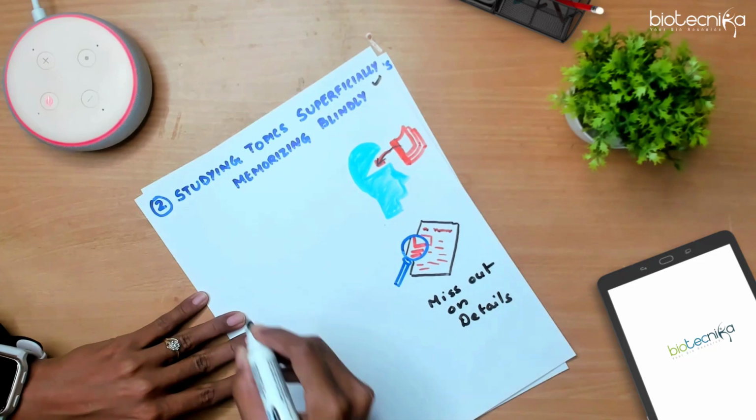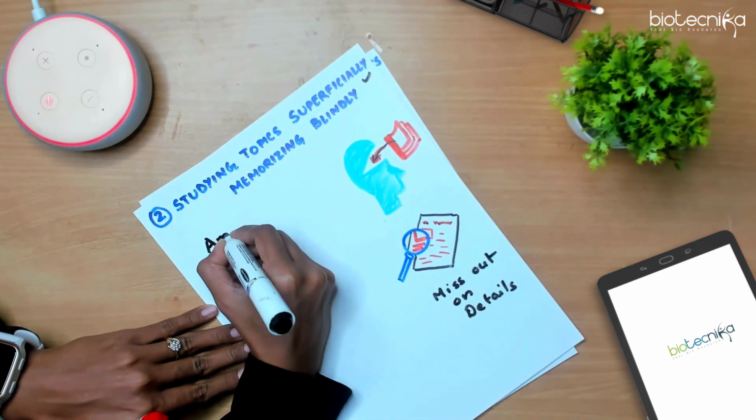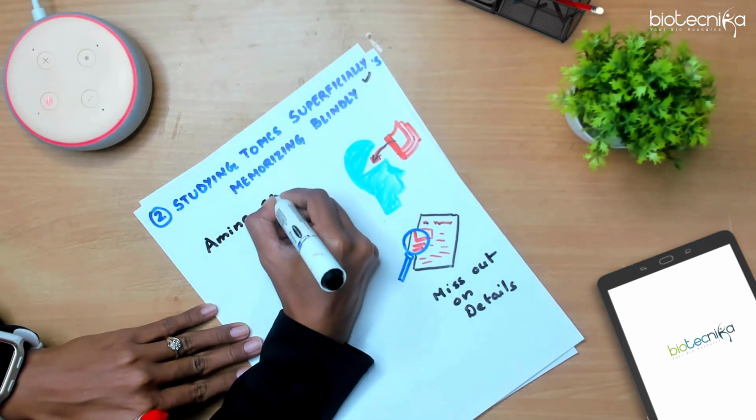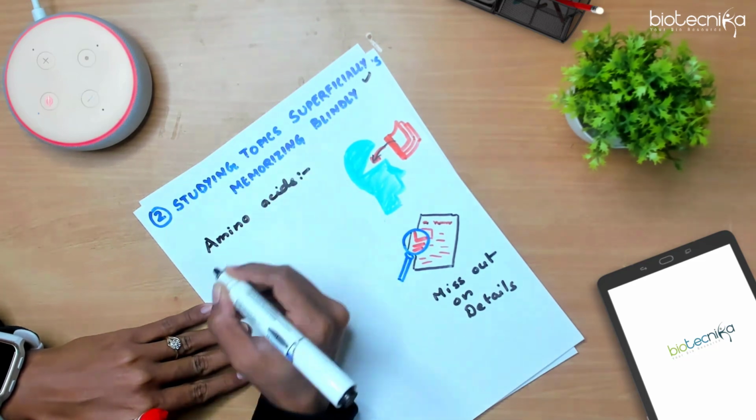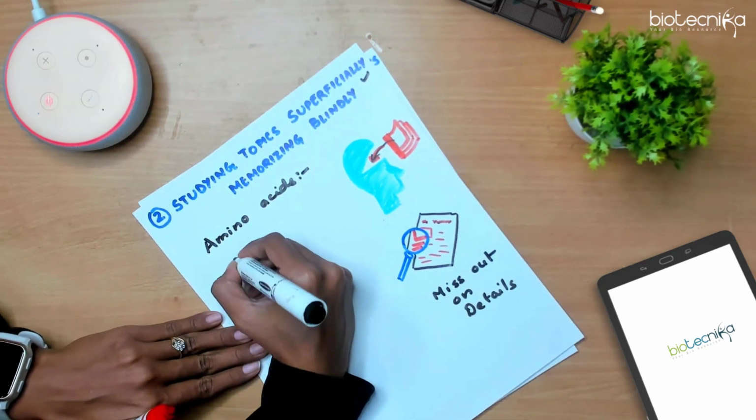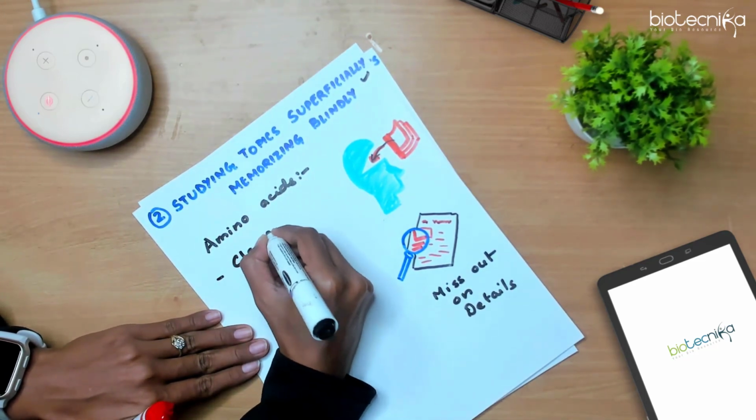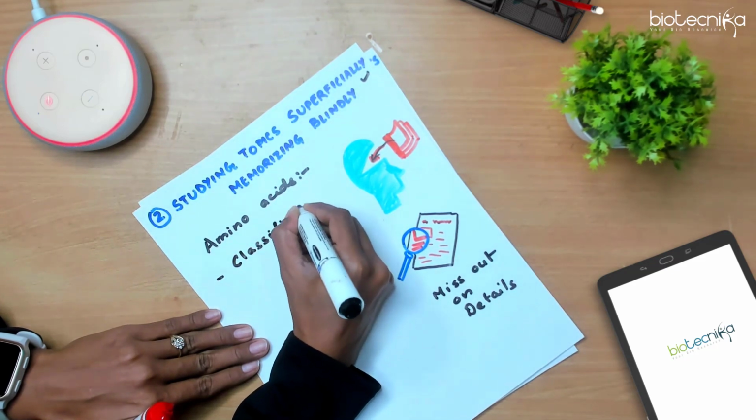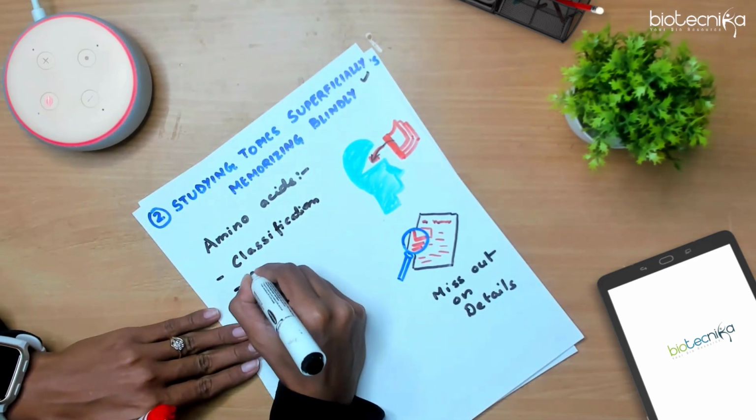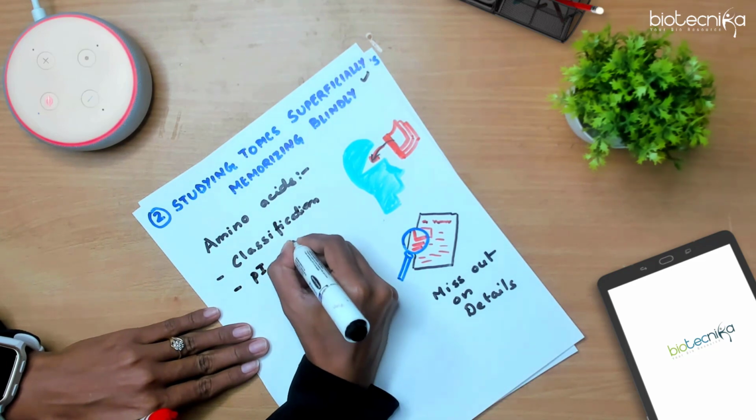I will take amino acids as an example. What will students generally prepare if they are preparing by themselves? Okay, they will know the classification, what different types of amino acids are there. They might know something about the pI concept, pK values, right?